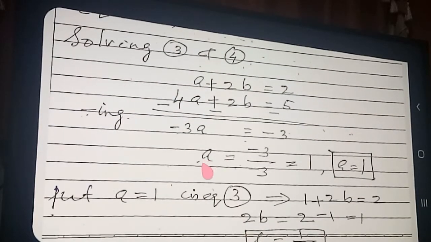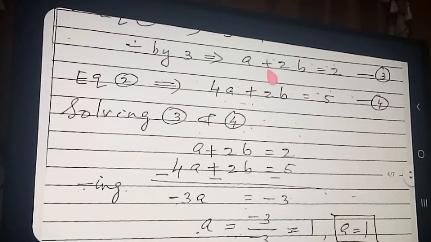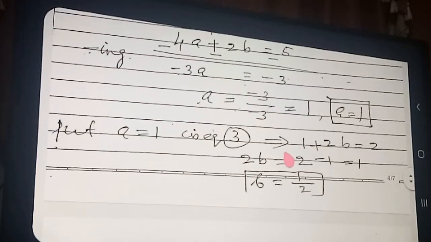Therefore, the value of a is equal to minus 3 by minus 3, that is equal to 1. The value of a is equal to how much? 1. Now put the value of a is equal to 1 in equation number 3. Equation number 3 means this one. a plus 2b is equal to 2. There we give the value. So in the place of a you give 1.